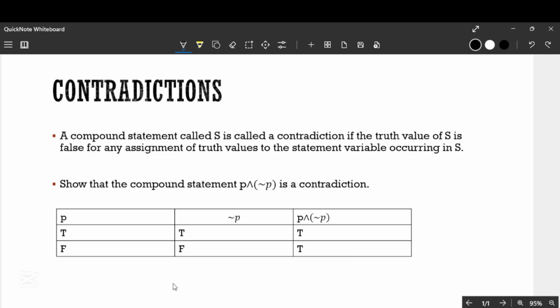And therefore, for a contradiction, a true and a false gives us a false statement, and then a false statement and a true statement gives us a false statement as well. So this is what we call a contradiction.